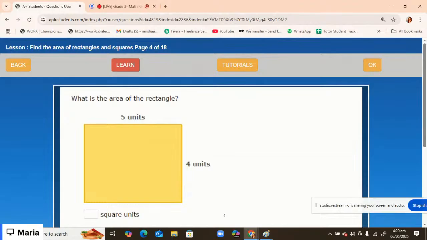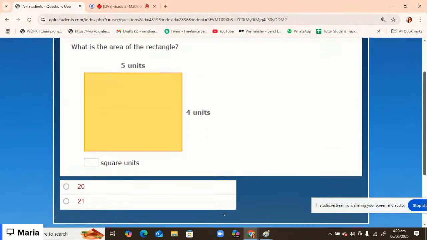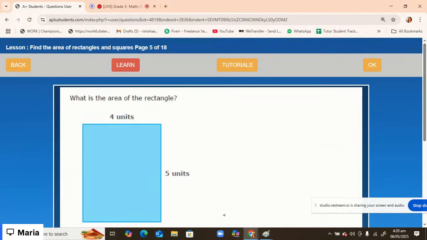What's the area of the rectangle? That is 5 units and 4 units. So 5 times 4 is? So 5 times 4 is 20. So here we go with it. That is the right option. Hope you guys understand this lesson.